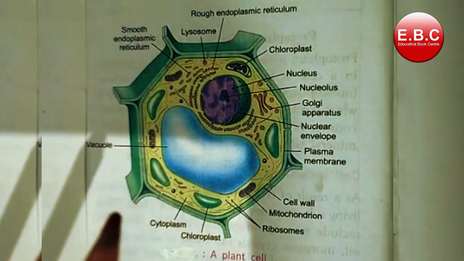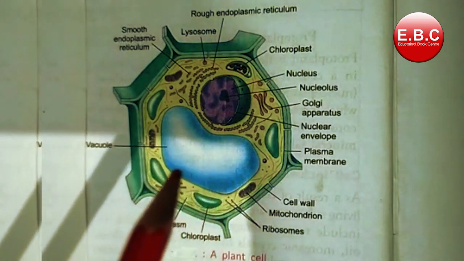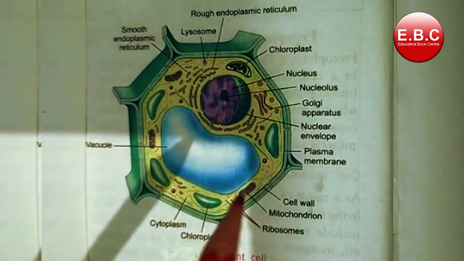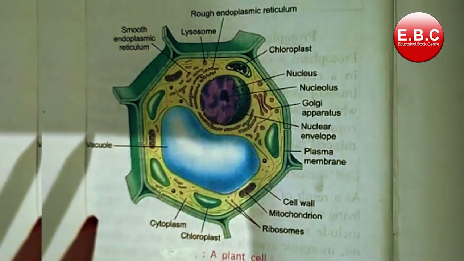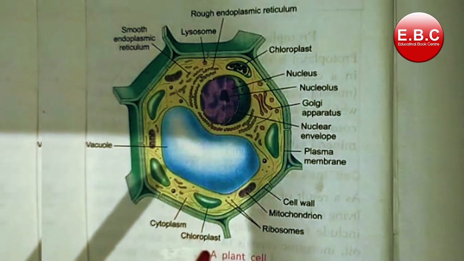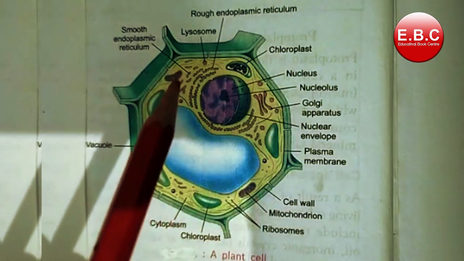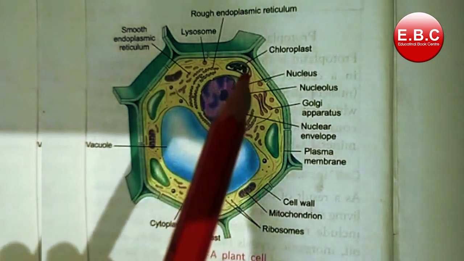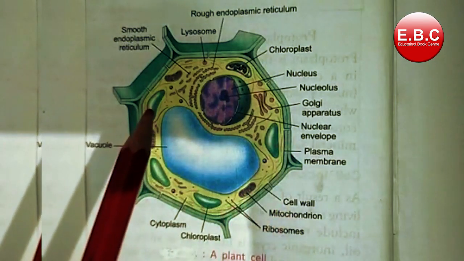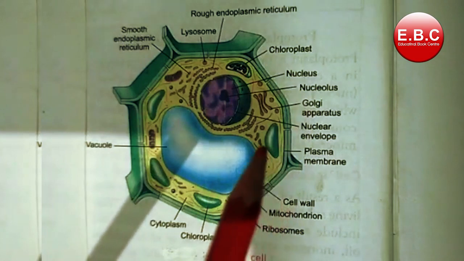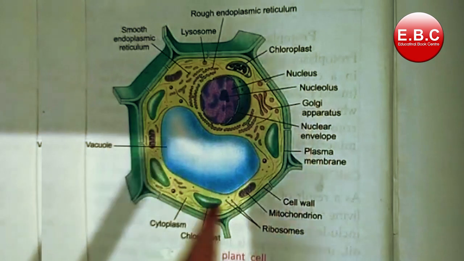Dear students, you have noticed that in the animal cell, which we discussed earlier, there are numerous mitochondria, but in the plant cell, mitochondria are least in number and there is a maximum number of chloroplast. Now, I will tell you these organelles once again in detail.